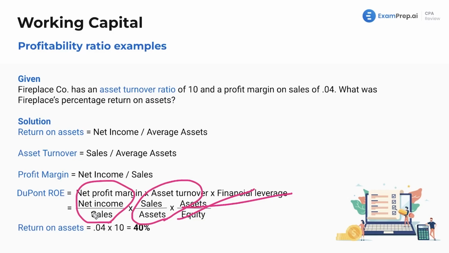multiplication, right? Anyone remember that from school? Gosh, it's crazy with the algebra that goes on. You can just cross out these two, right? You're technically multiplying them by each other. You multiply these two by each other, and you're going to get 0.04 times 10, and that gets you your return on assets. Now, again, this is cross multiplication. This is taking algebra into account.